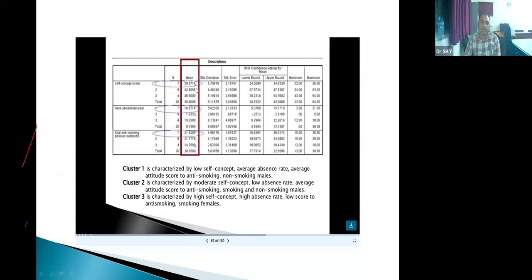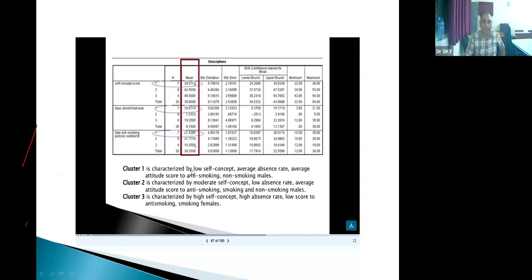This way you can have an idea for the self-concept score. These are the mean score, the standard deviation, the standard error for the mean, the 95% confidence interval, and the maximum and minimum. So these are for all the characteristics, say self-concept score and days absent last year, and on the basis of all characteristics we can decide.